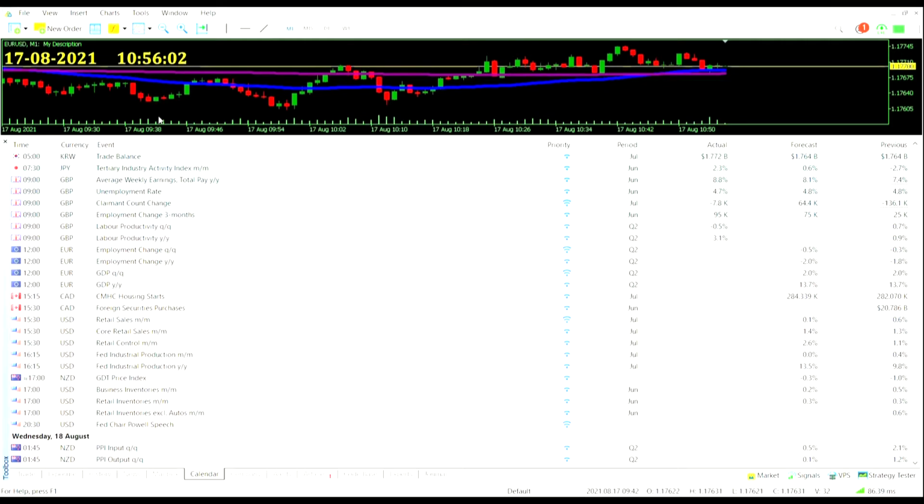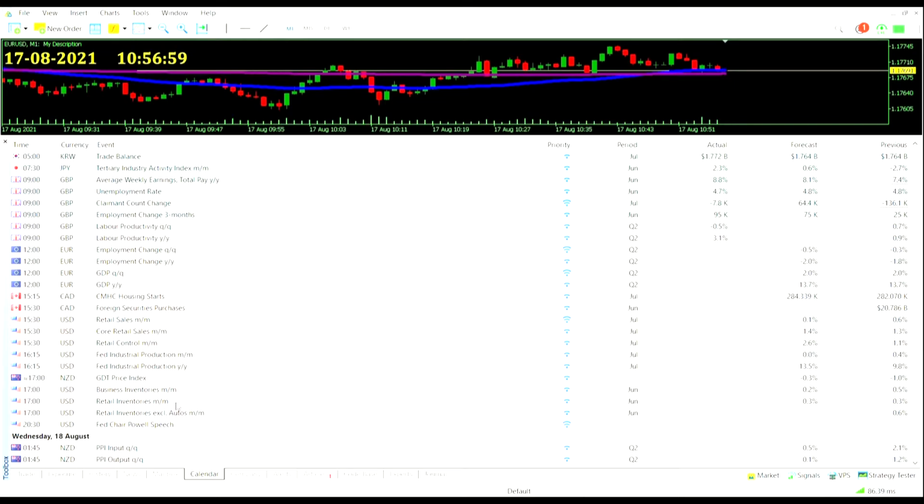12 o'clock, that's just over an hour's time, we have got employment change for the entire Eurozone and GDP for the entire Eurozone. Those are both quarterly and yearly figures. So that could definitely have an impact if something comes outside of these forecasts here especially. And then later on this afternoon, we've got a lot of retail information coming in for the United States dollar. So 3:30, we got retail sales month on month, core retail sales month on month. Then not long after, 4:15, industrial production month on month coming in. 5 o'clock then, still on the dollar, it'll be business inventories month on month and retail inventories month on month.